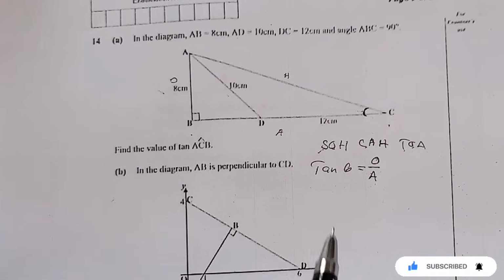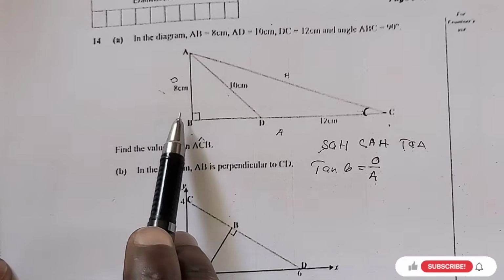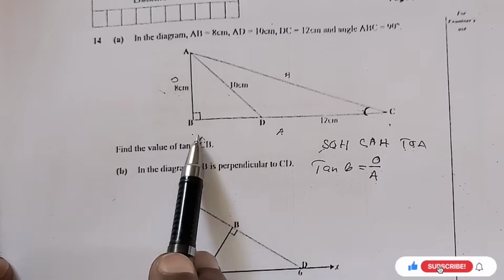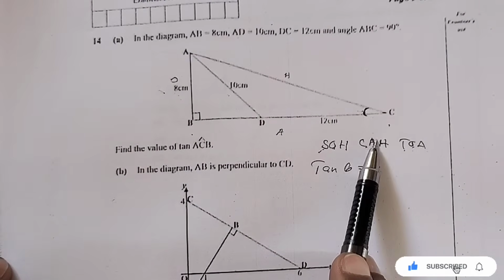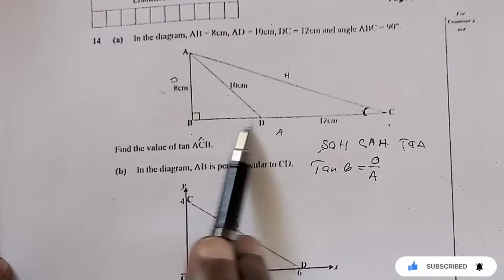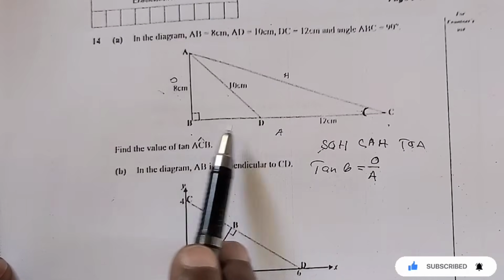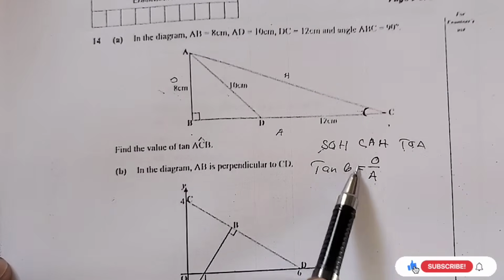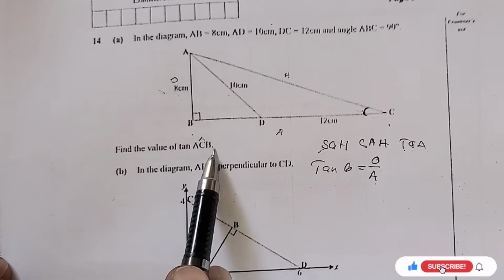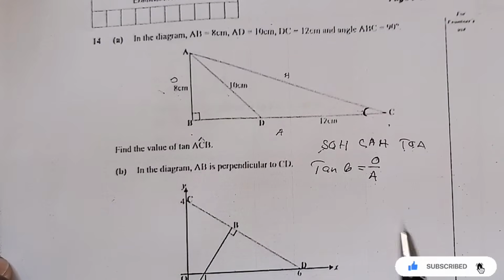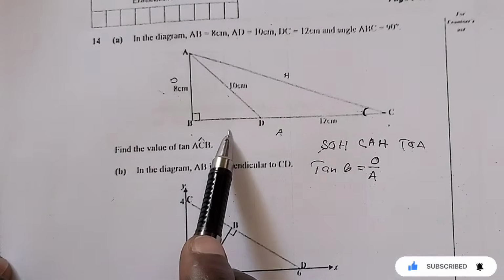When you look at this, do we know the value of the opposite? Yes, it's 8. What about the adjacent? No, we only know 12, but we don't know this side. So for us to find tan ACB, which is just tan theta, we need to know this.